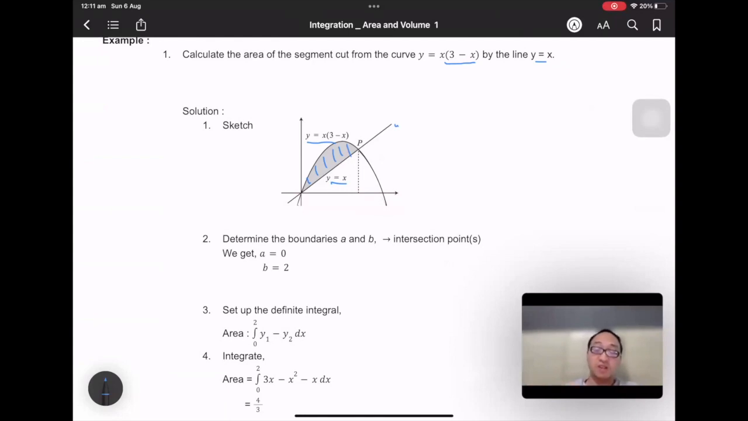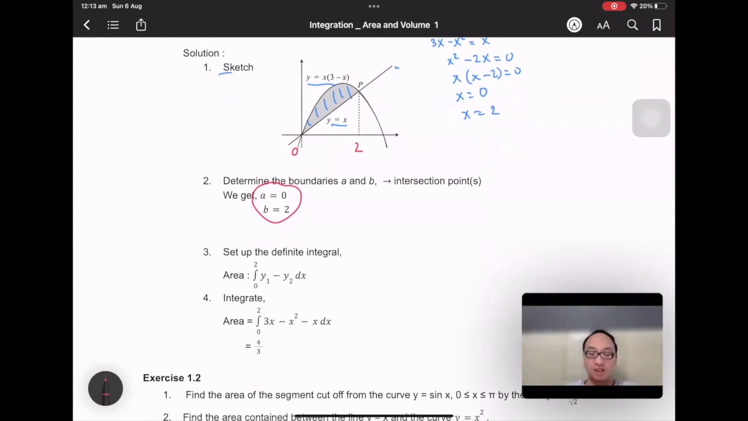So for the first method, we sketch it. The second method, we determine the boundaries. So we can find the boundaries between the curve and the line using the simultaneous equation. So 3x minus x squared equals x. So x squared minus 2x equals 0. So x(x minus 2) equals 0. So x equals 0 or x equals 2. So here is 0 and here is 2. So a is 0, b is 2.